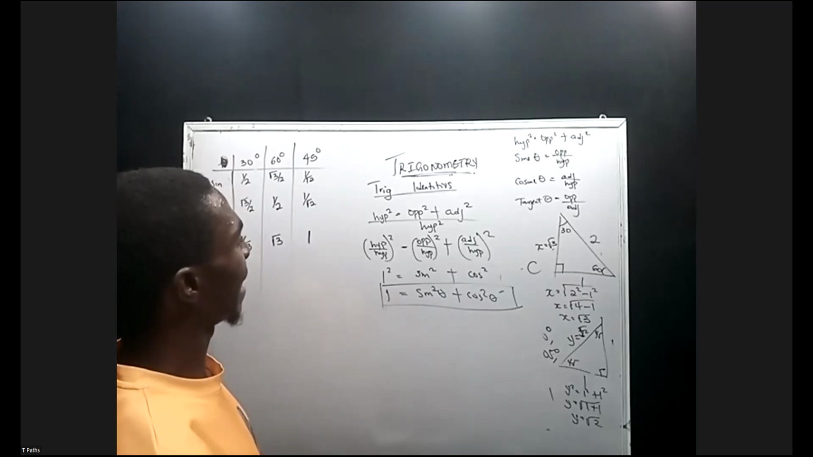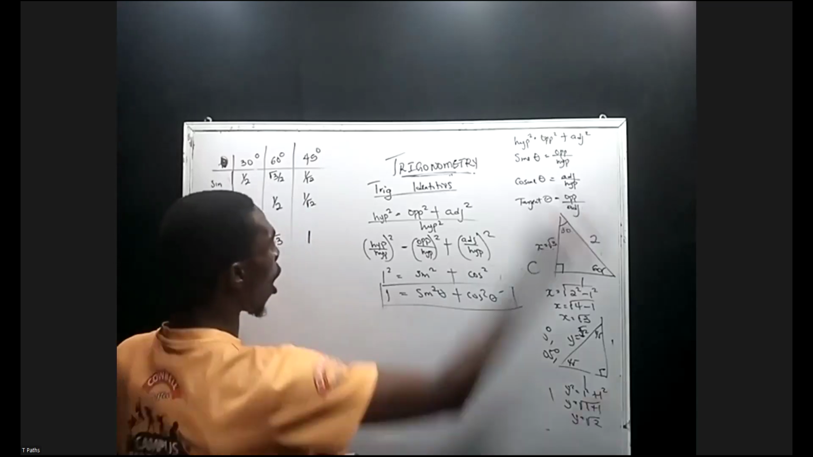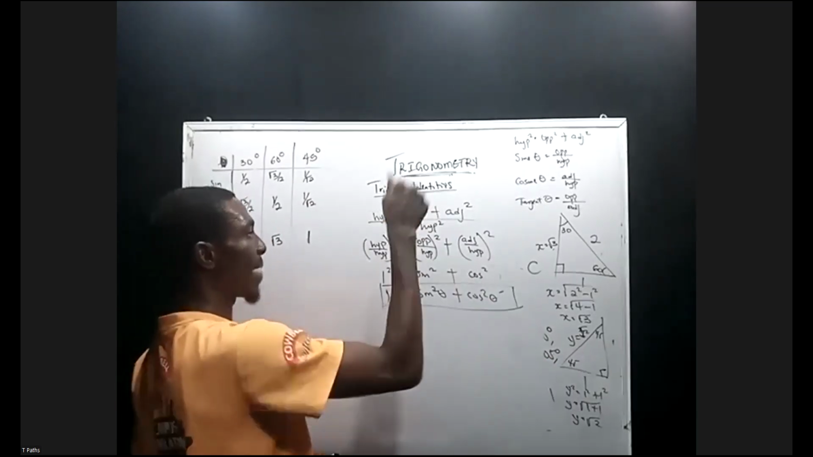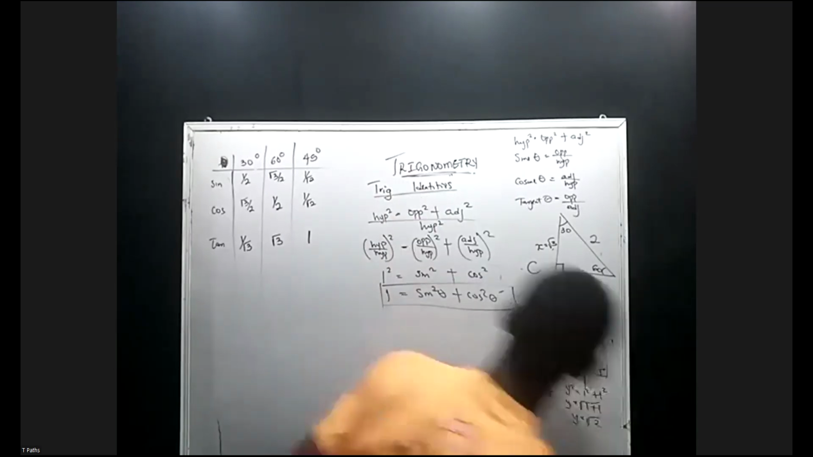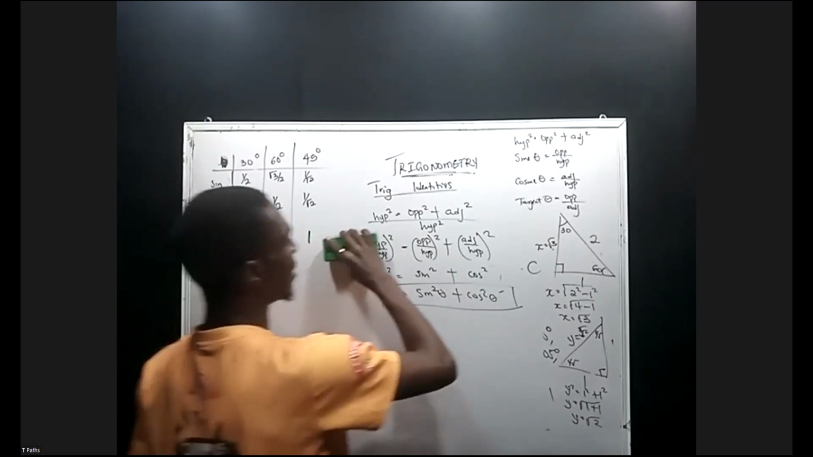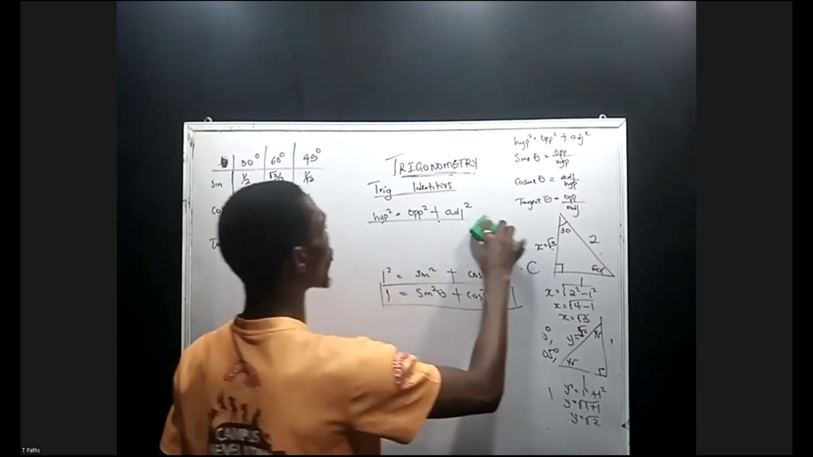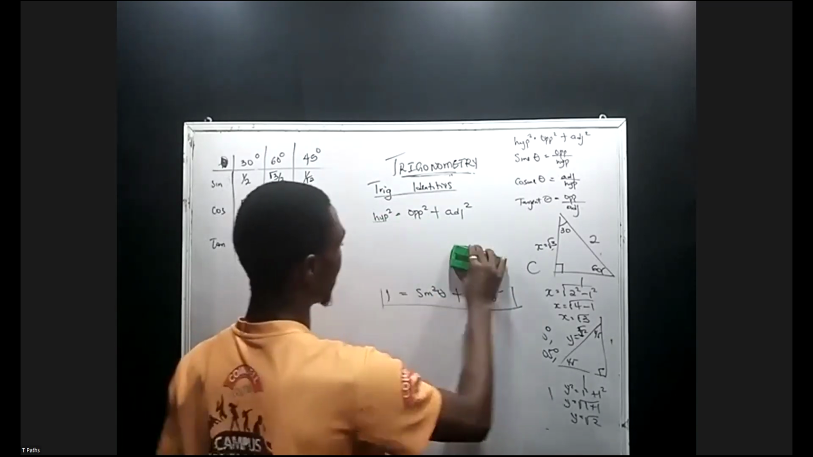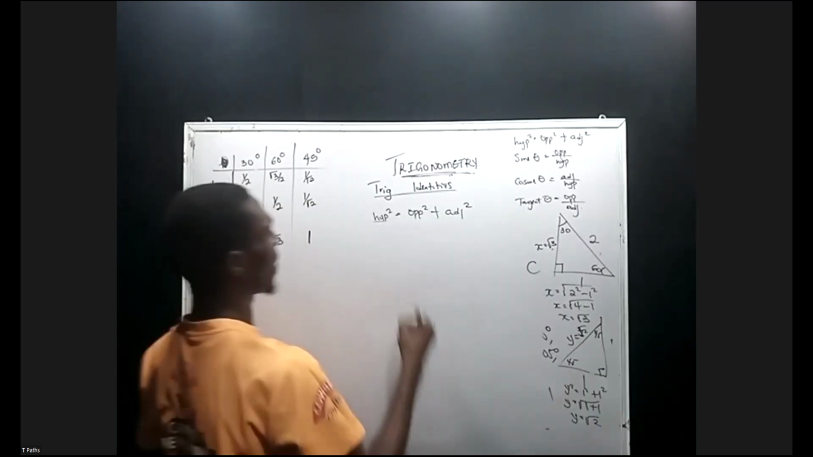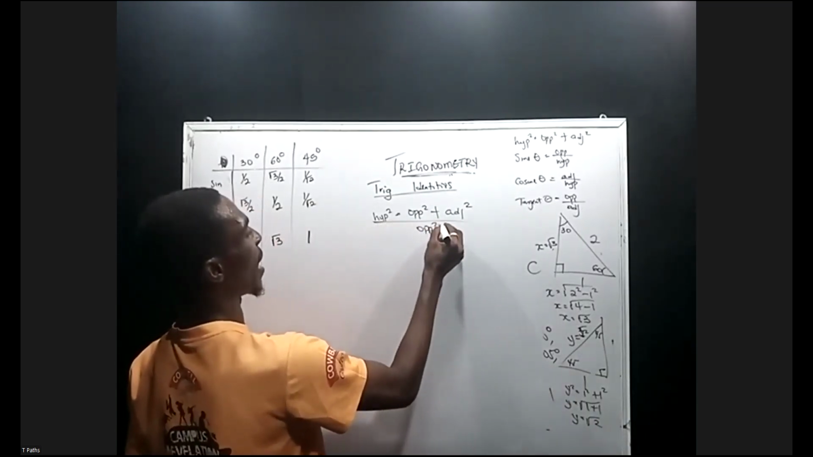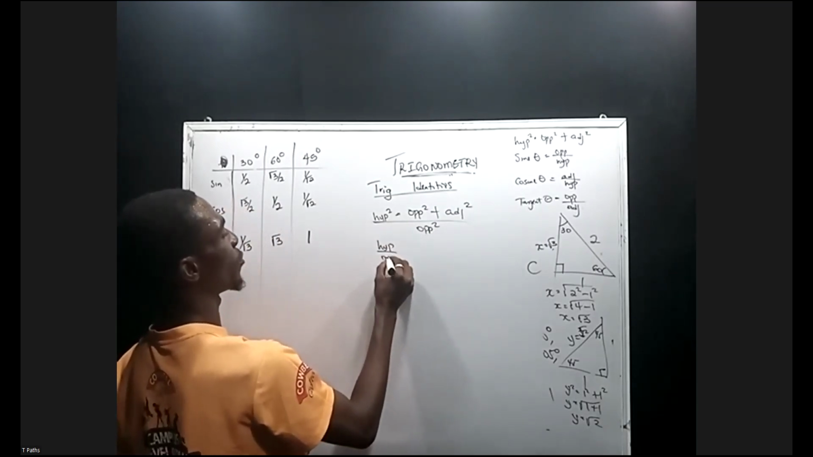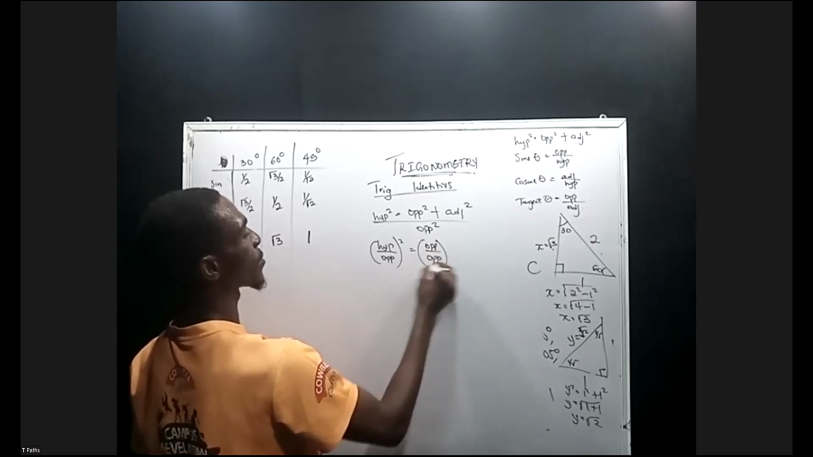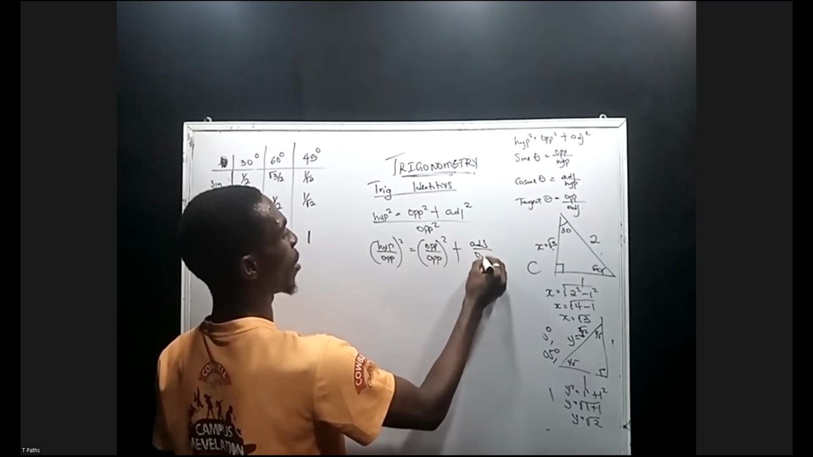Now, for the next identity, recall this same Pythagoras theorem. Divide all through by opposite squared. So here becomes hypotenuse over opposite all squared equals opposite over opposite all squared, then plus adjacent over opposite all squared.